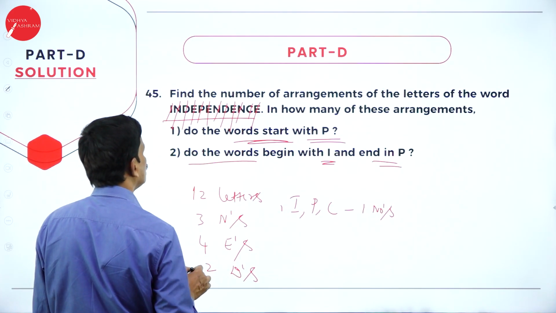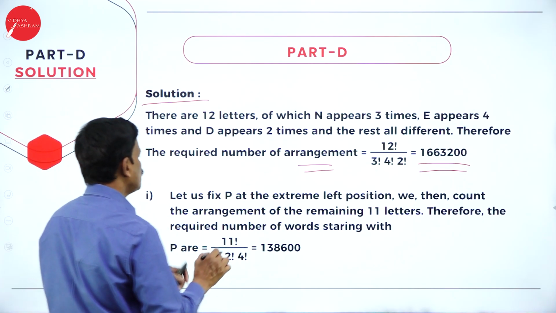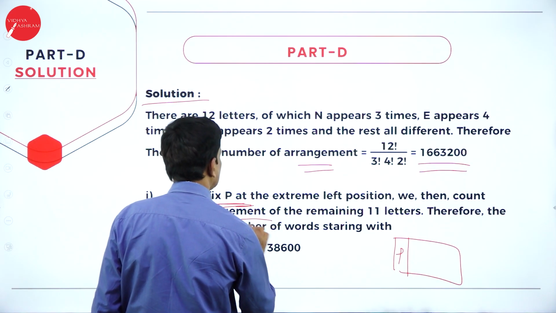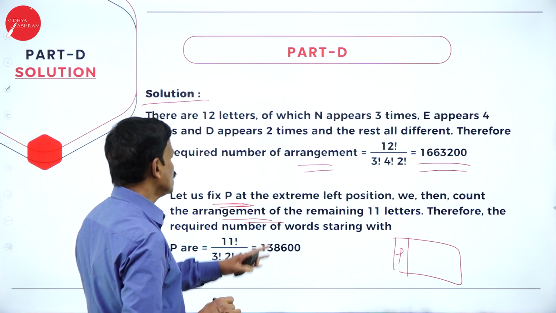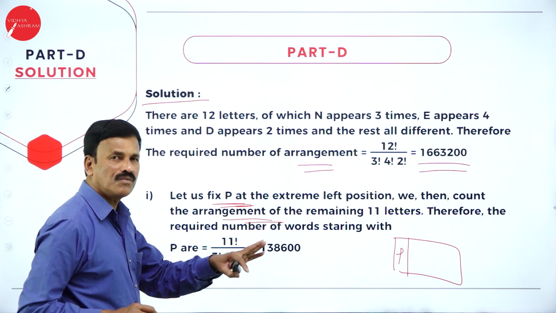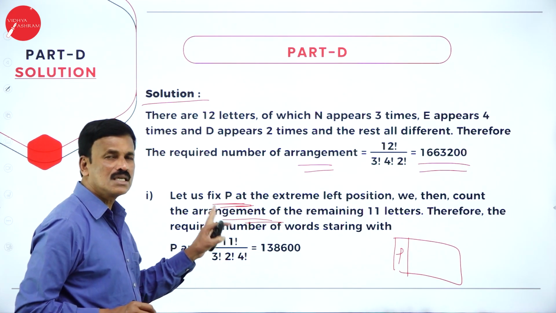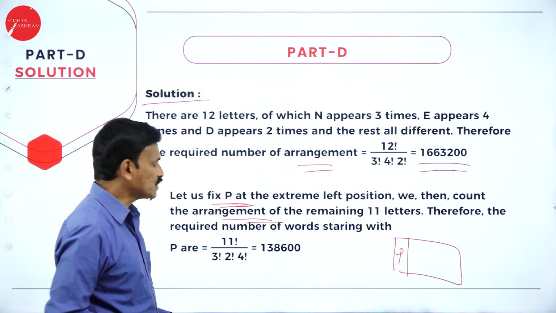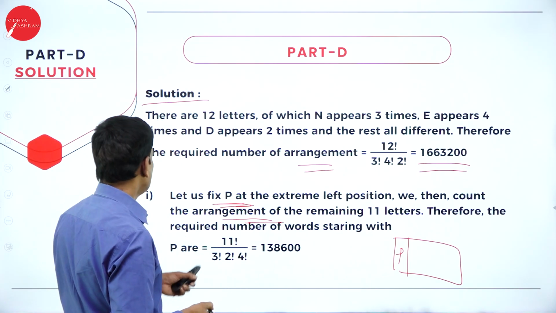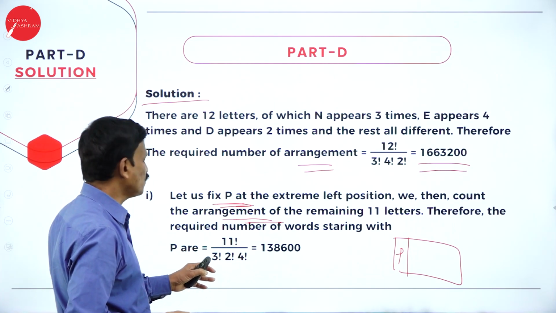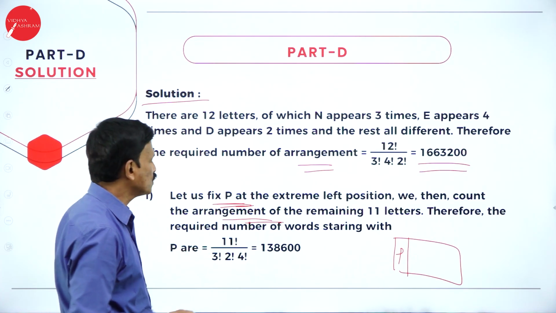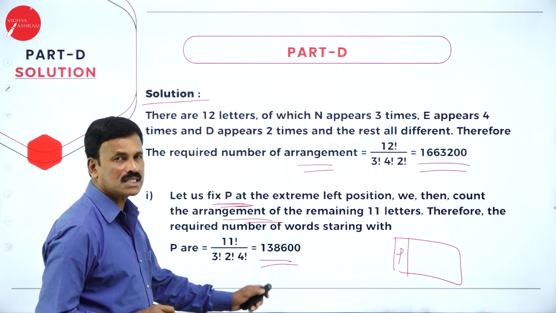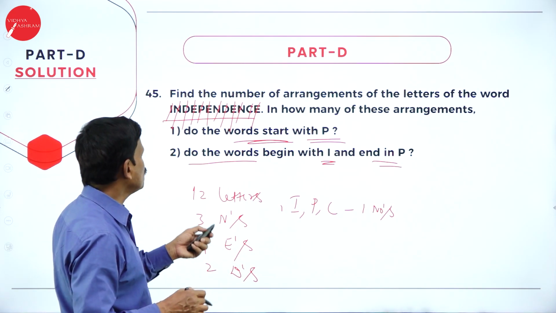Now the first condition. What is the first condition? Do the words start with P? So let us fix P at the extreme left position. We then count the arrangements of the remaining 11 letters. Therefore, the required number of words starting with P can be written as 11 factorial divided by 3 factorial into 2 factorial into 4 factorial. That is equal to 1,38,600.